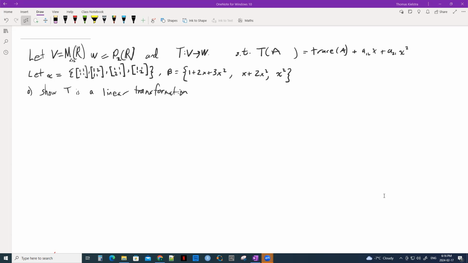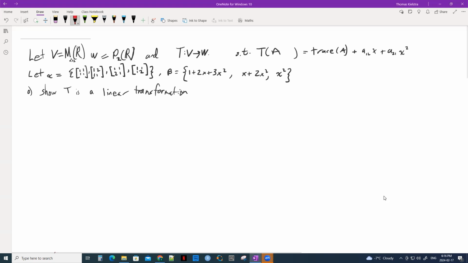But we're looking now at the real 2 by 2 matrices to the real polynomials of degree at most 2. And T, when you look at the transformation applied to A, it's the trace of A plus the 1/2 entry times X plus the 2/1 entry times X squared. First, we want to show that this is a linear transformation.